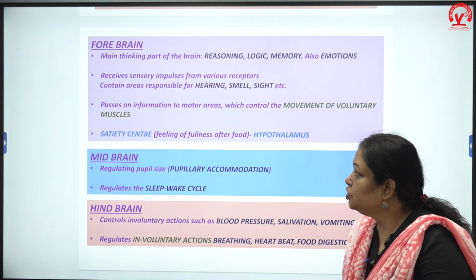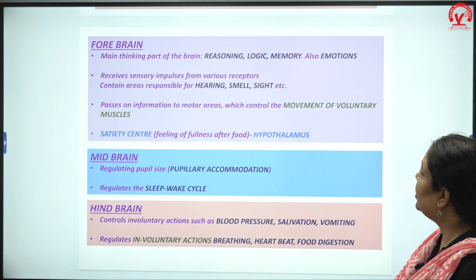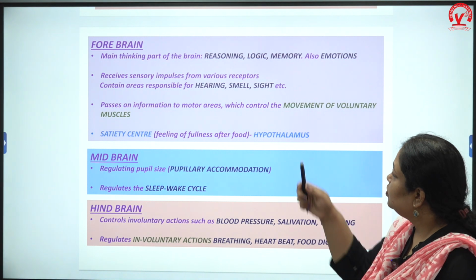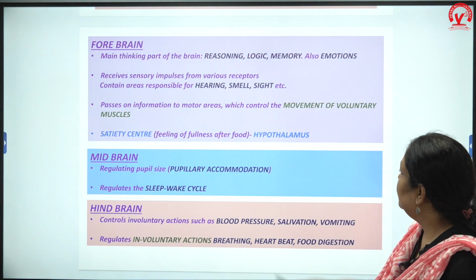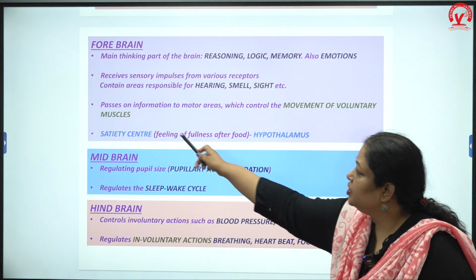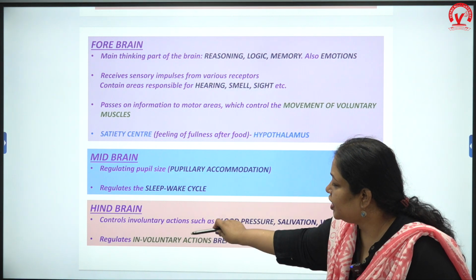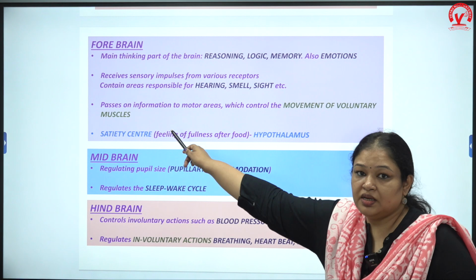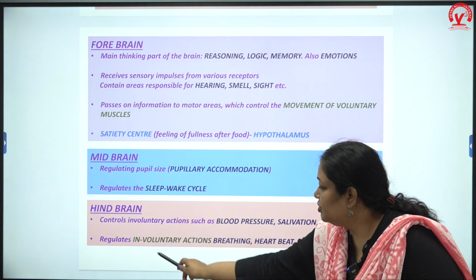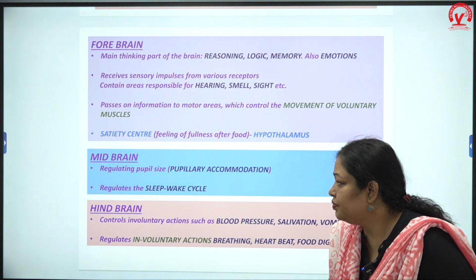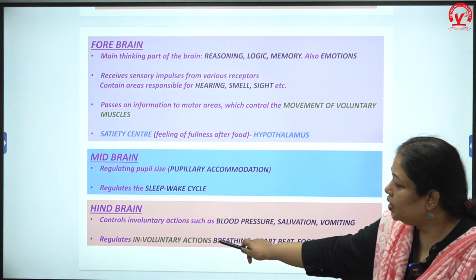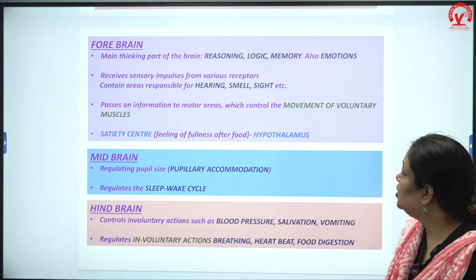Let's talk about the functions of the forebrain, the midbrain and the hindbrain. The forebrain is basically movement of voluntary muscles. The difference between the forebrain and the hindbrain is that the forebrain controls the movement of the voluntary muscles and the hindbrain controls the involuntary actions.